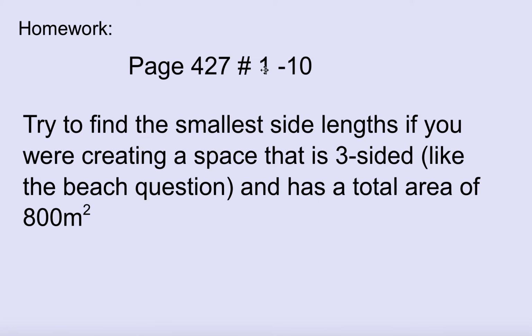The questions are on 427, numbers 1 to 10. If you finish this, I want you to try the question we were doing yesterday. Find the smallest length of sides. So if you were to add all 3 sides together, what's the smallest number you're going to get? Pretty much the perimeter, but you don't have to include that third side. It's like the beach question, where one of the sides is just enclosed by something else.